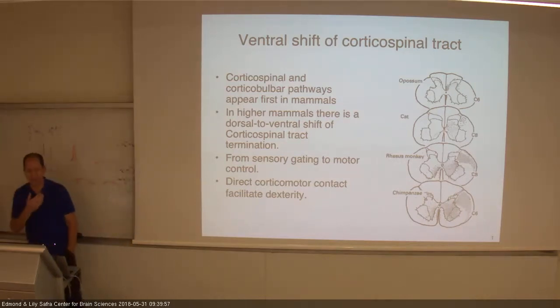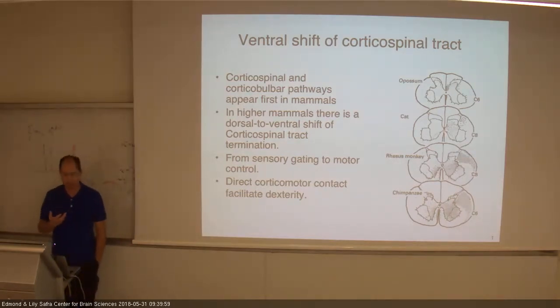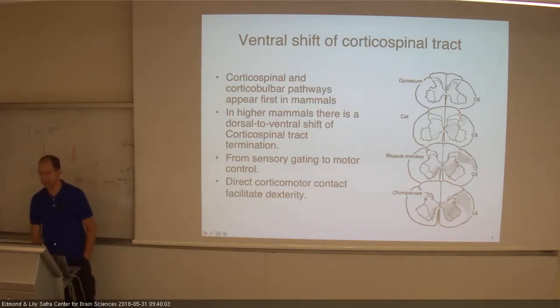So something that happened in evolution. Originally the pyramidal pathway was mainly for controlling the sensory parts, and here you can see different kinds of animals and where the fibers in the corticospinal tract terminate. So this is the opossum. I should have brought a picture. Does everyone know what the opossum is? Okay, good. So you see that the termination of the spinal tract is mainly in the dorsal part. That's what you see here.